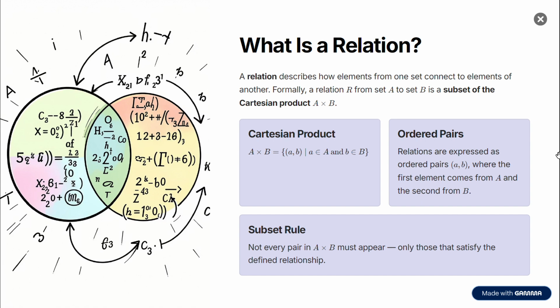So what is a relation? A relation describes how elements from one set connect to elements of another. Formally, a relation R from a set A to a set B is a subset of the Cartesian product A cross B.